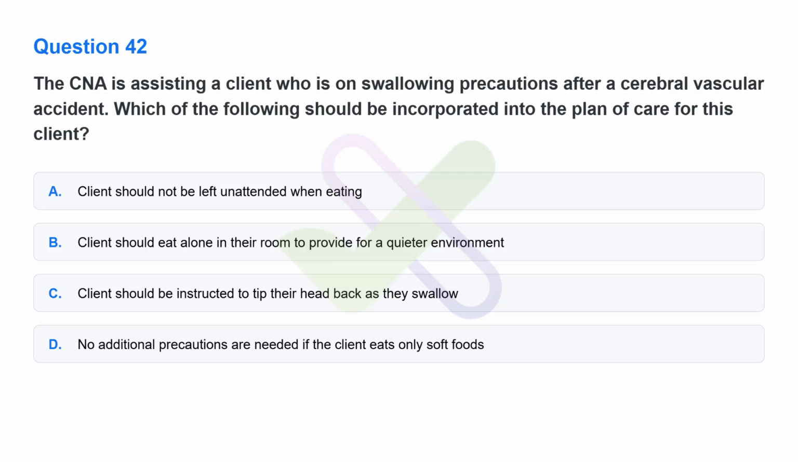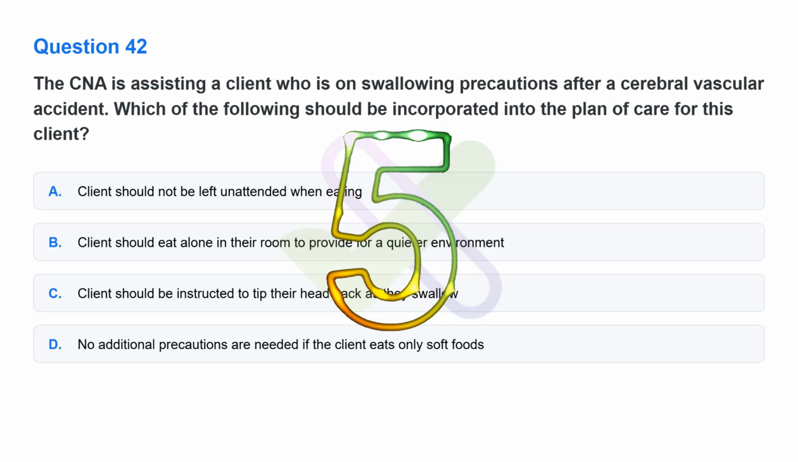The CNA is assisting a client who is on swallowing precautions after a cerebral vascular accident. Which of the following should be incorporated into the plan of care for this client? A. Client should not be left unattended when eating. B. Client should eat alone in their room to provide for a quieter environment. C. Client should be instructed to tip their head back as they swallow. D. No additional precautions are needed if the client eats only soft foods.